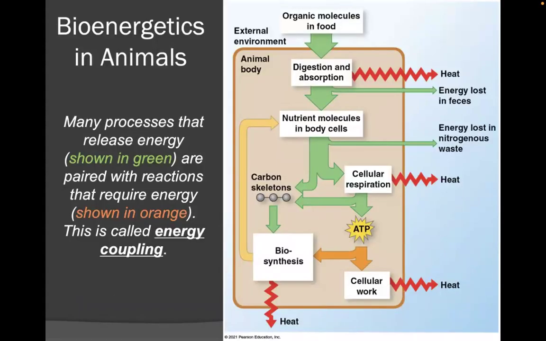This slide depicts the bioenergetics in animals. Organic molecules from the external environment will be consumed by the animal. These food particles will be digested as well as absorbed. As the material is absorbed, nutrients will enter into the body cells. This will then be used for cellular respiration or to make other organic compounds.